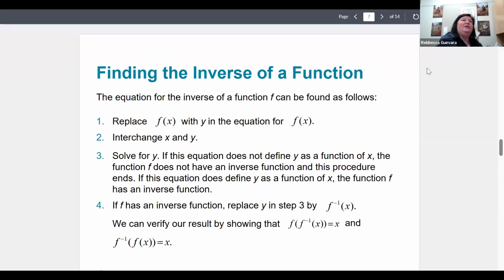So how do we find an inverse function? The equation for the inverse of a function f can be found as follows. We're going to replace f of x with y in the equation for f of x. So let's say my function was f of x equals 2x minus 1. Then we're just going to write y equals 2x minus 1.